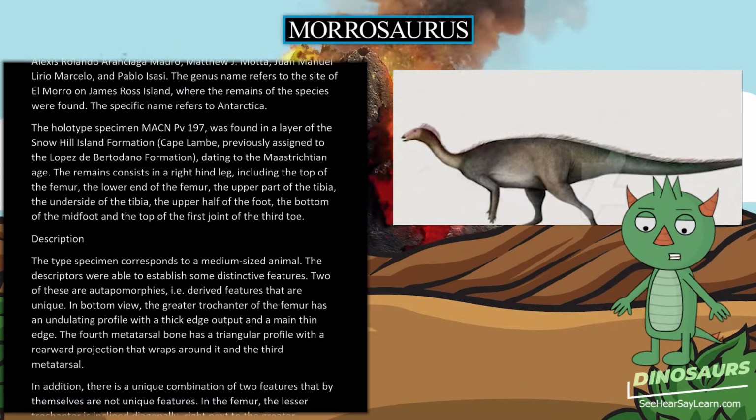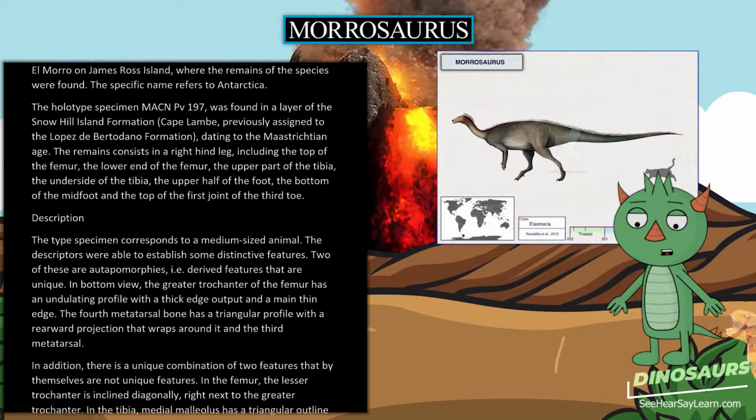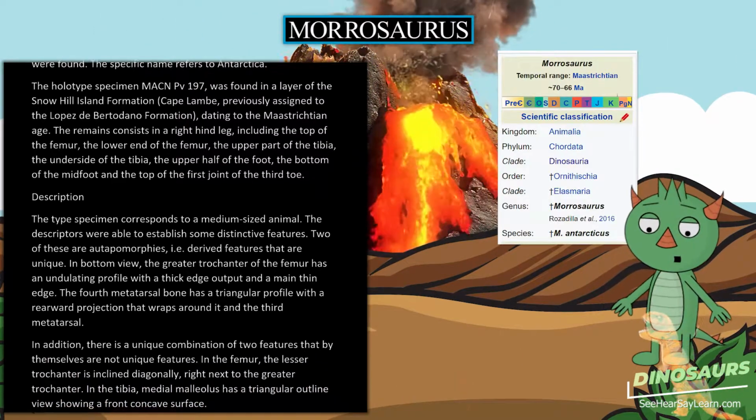Description. The type specimen corresponds to a medium-sized animal. The descriptors were able to establish some distinctive features. Two of these are autapomorphies, i.e. derived features that are unique.